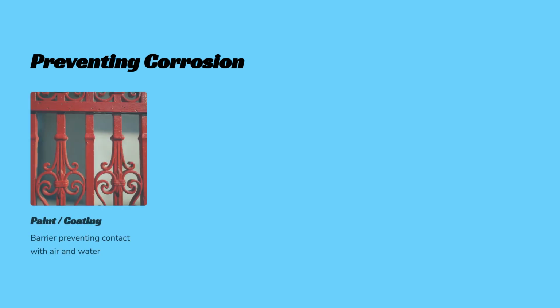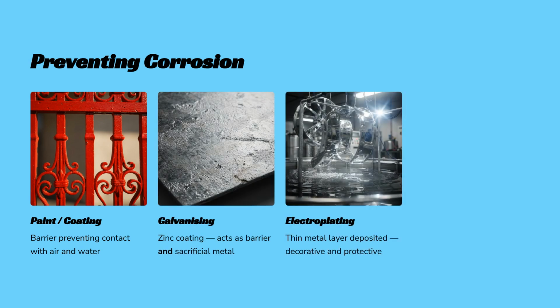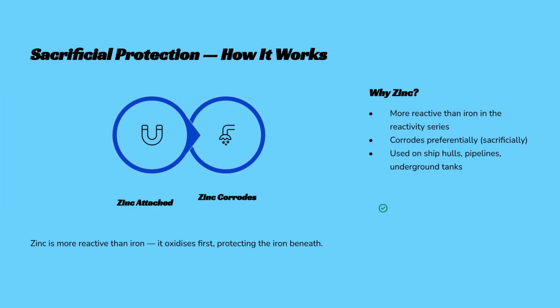Corrosion can be prevented using several methods. These include applying paint or a coating as a barrier, galvanizing with zinc, electroplating for a protective layer, or using sacrificial protection with a more reactive metal. Sacrificial protection works because a more reactive metal, like zinc, corrodes preferentially instead of the iron. This protects structures like ship hulls even if the coating is scratched.